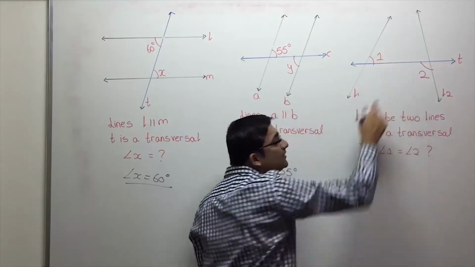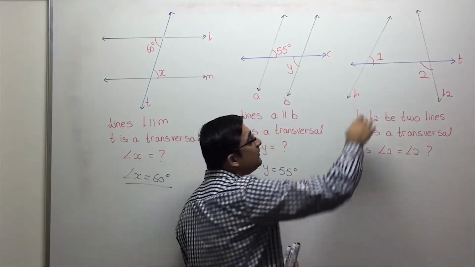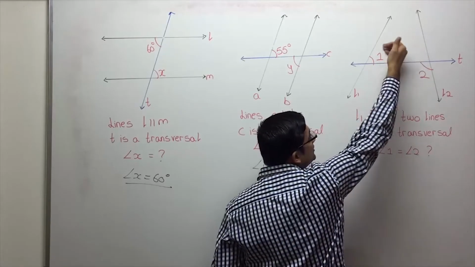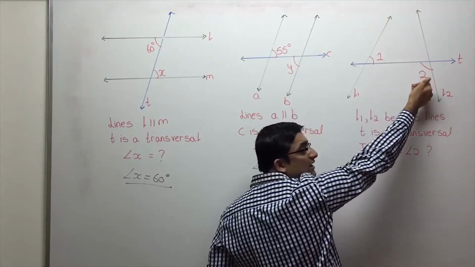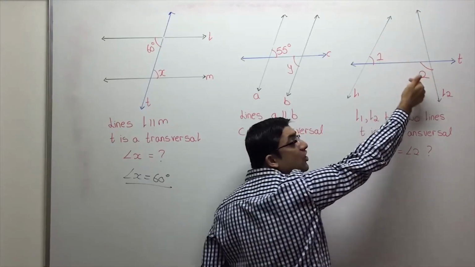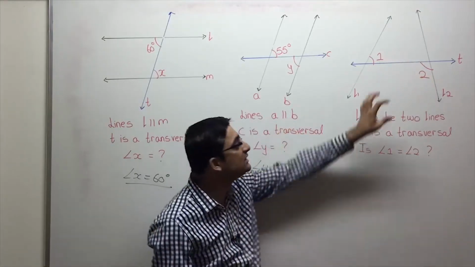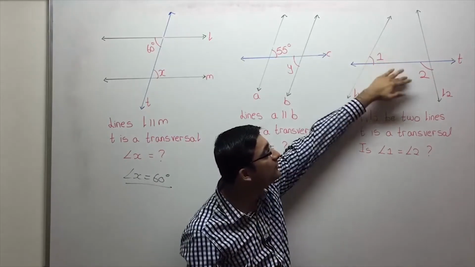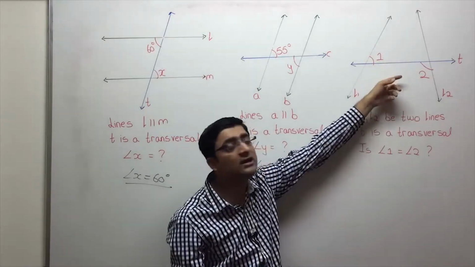Is angle 1 equal to angle 2? So see, both the angles are between the two lines. So they're interior angles. One is on this side of the transversal, the other is on the other side of the transversal. So they are alternate interior angles. I hope this is clear. See, both the angles are between the two lines, so interior angles. They are on different sides of the transversal, so alternate interior angles.